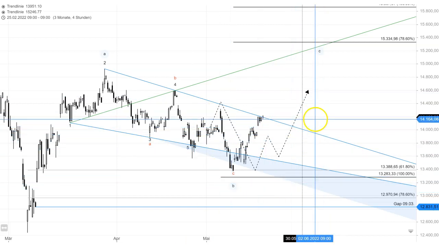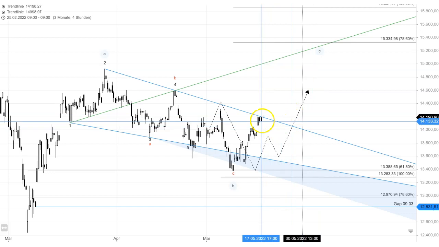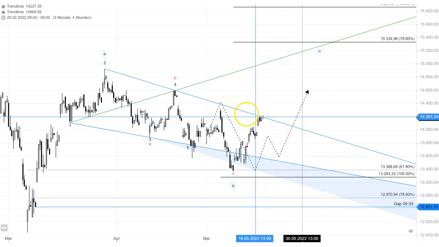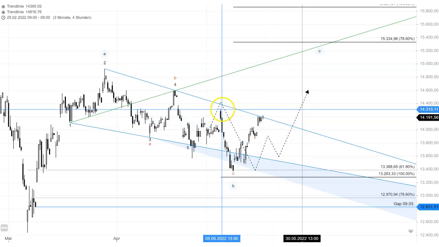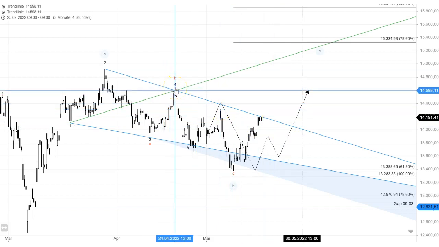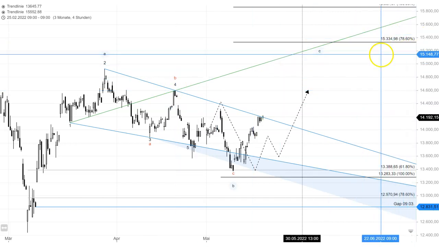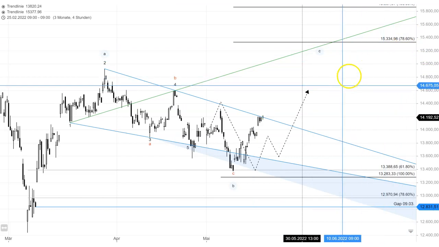Just considering this chart, it looks actually quite bullish if we break through that falling trend line here, and especially if we get over this high and this one here as well, then there is a very high probability that we see the 15,334 very soon.